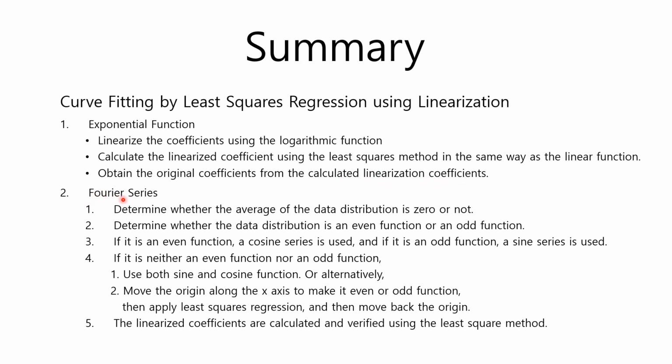Next, to find the coefficients of the Fourier series, first determine whether the average of the data distribution is 0 or not, and also determine whether the data distribution is an even function or an odd function. If it is an even function, a cosine series is used, and if it is an odd function, a sine series is used to establish the Fourier series equation. If it is neither an even function nor an odd function, use both sine and cosine functions, or alternatively move the origin along the x-axis to make it an even or odd function, then apply least squares regression, and then move back the origin. Finally, the coefficients are calculated and verified using the least squares method.